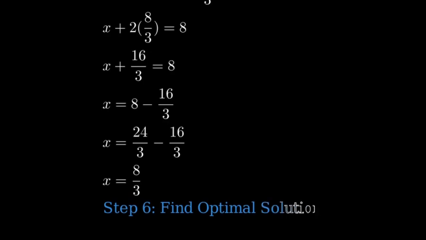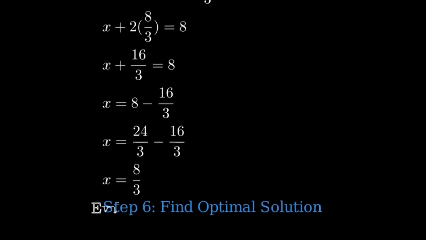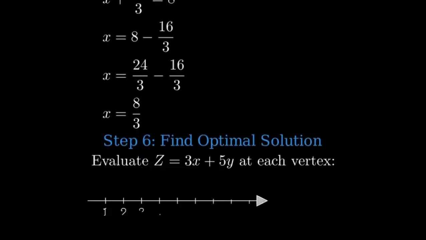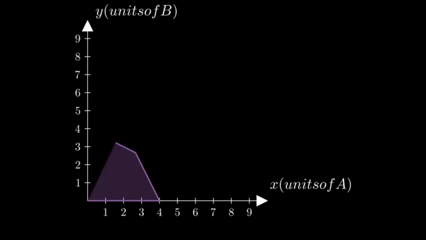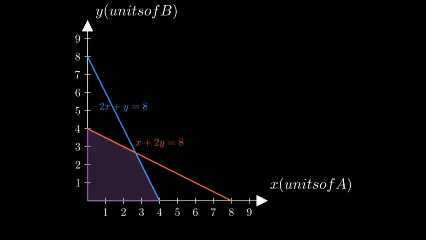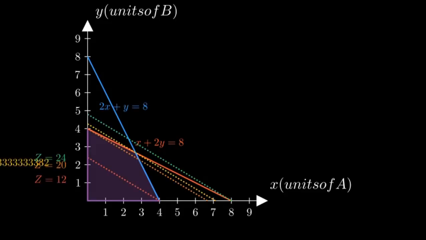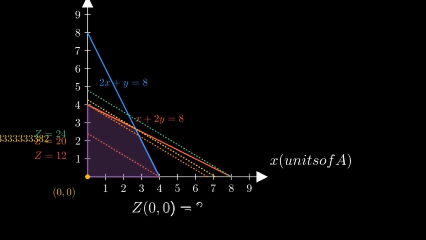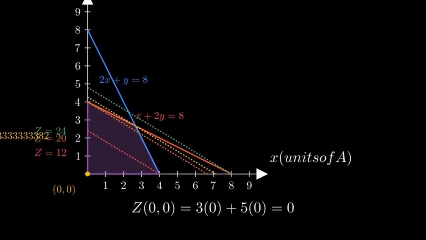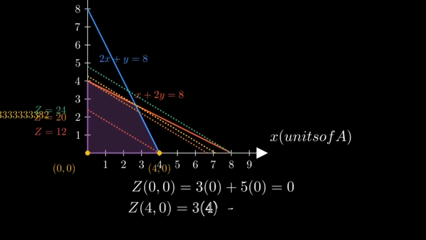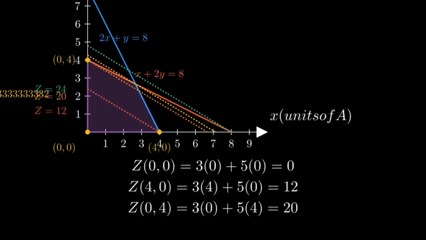Finally, step 6, finding the optimal solution. In linear programming, the optimal solution always occurs at one of the vertices of the feasible region. So we need to evaluate our objective function, z equals 3x plus 5y, at each vertex. At the origin, (0, 0), z equals 3 times 0 plus 5 times 0 equals 0. At (4, 0), z equals 3 times 4 plus 5 times 0 equals 12. At (0, 4), z equals 3 times 0 plus 5 times 4 equals 20.